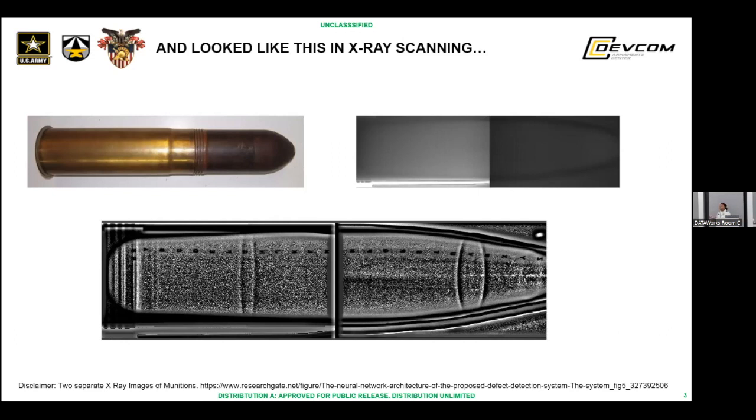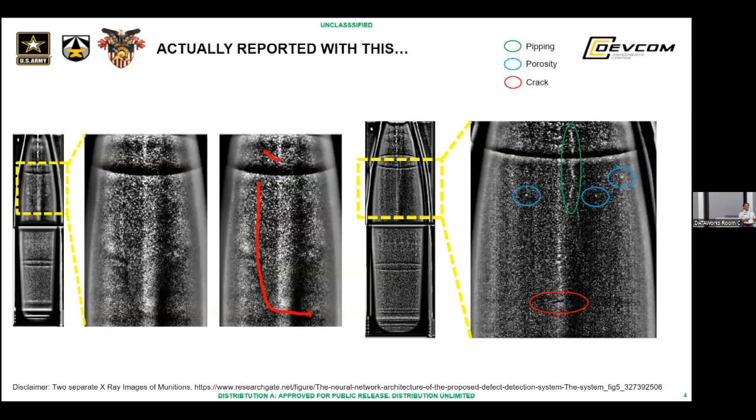Today, on the top right, these are the munitions that X-ray technicians or radiographers can scan for. Upon a filter, they'll assess the image as such. So when images look like this in X-ray scanning, sometimes they can report like this. In these two images, upon initial inspection, they were actually accepted by radiographers for deployable use.